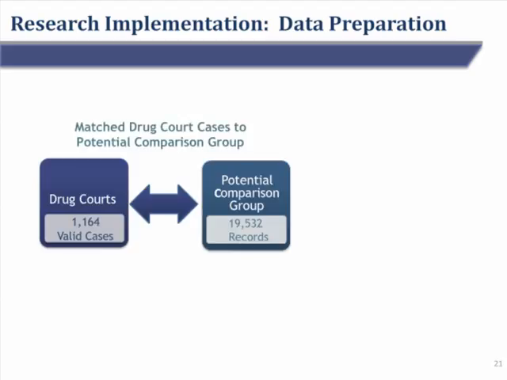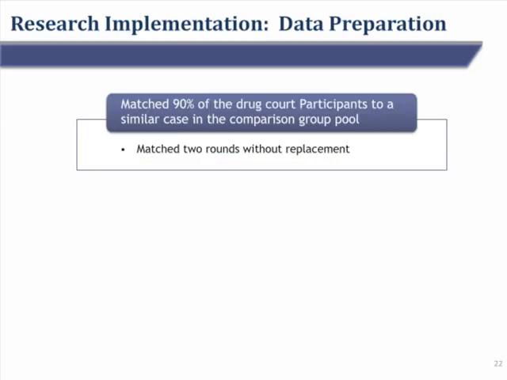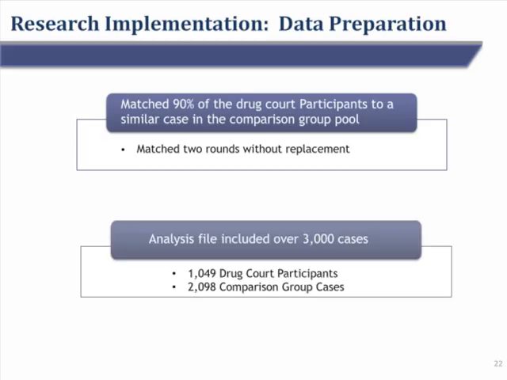After cleaning, looking at dates, and validating, we had 1,164 drug court cases that could be matched against a comparison group pool of 19,532. We matched each drug court participant with a prison exiter who shared these 7 characteristics, and that list should include all 7 of the characteristics that we were matching on. We did 2 rounds of matching. We did 1 round and got a 90% match, and we did a second round and also got a 90% match. So overall, this yielded a file of just over 3,000 cases that we could use for analysis.